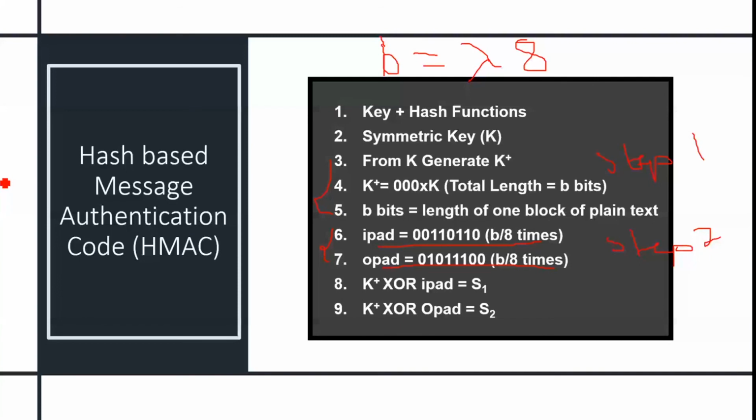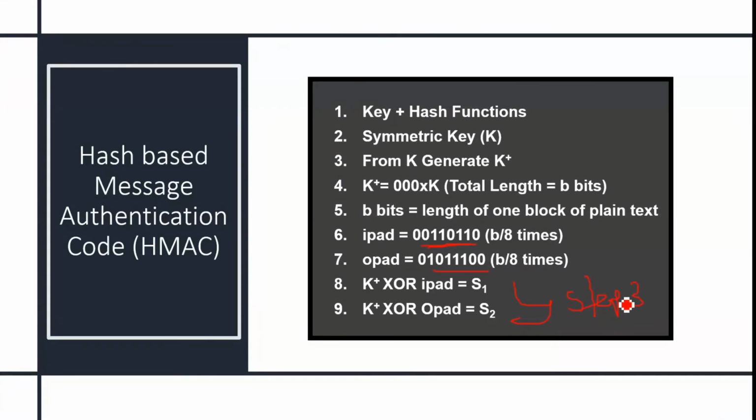The value of iPad becomes this string repeated 16 times. Similarly, OPAD becomes this string 16 times. So you have to repeat the same number 16 times. Okay. So in step 2, we initialize those particular values, iPad and OPAD.